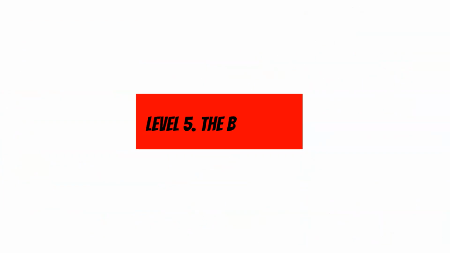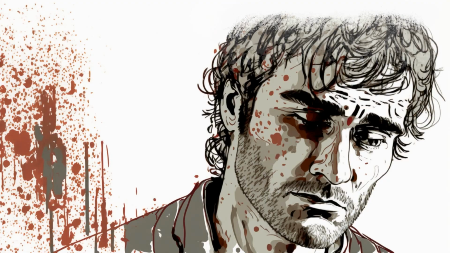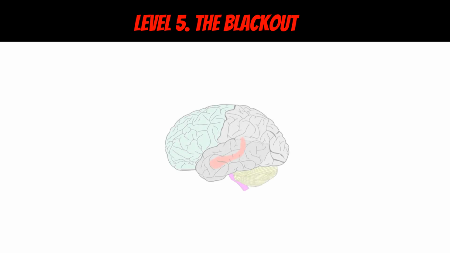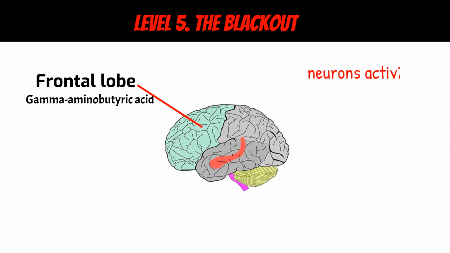Level 5. The blackout. This stage means the individual has consumed a dangerous amount of alcohol. The brain is severely impaired. Alcohol affects the functioning of the brain by interacting with several different neurotransmitters, receptors, and other chemicals. Gamma-aminobutyric acid is at its highest and slows down the activity of neurons and reduces brain activity.